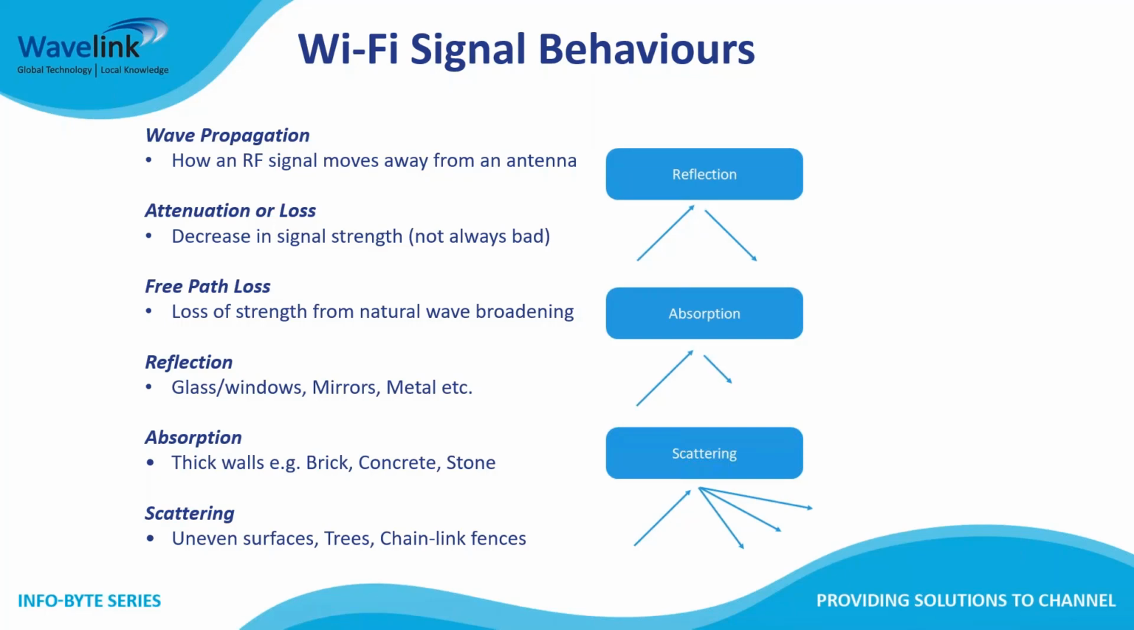Attenuation and loss, again, as the ripples move, the further they get away, the smaller the ripples get. Obviously, I've got there in brackets as well, not always bad, because when you're designing for a more high density solution, you may not want a high signal, because of course the access points will start to shout over each other. Free path loss, obviously the loss of the signal, again, just purely as the waves broaden.